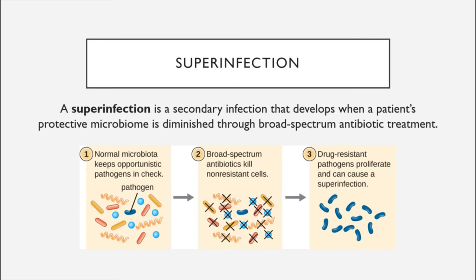A superinfection is a secondary infection that develops when a broad spectrum antibiotic treatment course kills not only the target bacteria, but other bacteria, beneficial bacteria, commensal bacteria that are found in the body. And these organisms actually have a protective effect. Because by having these mutualistic and commensal bacteria in the body, they will compete with pathogens for resources and space. And when those good microbes are diminished, it can give the bad microbes the opportunity to develop into an infection because they've lost their competition.